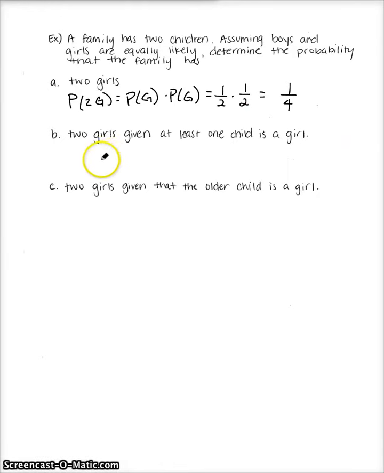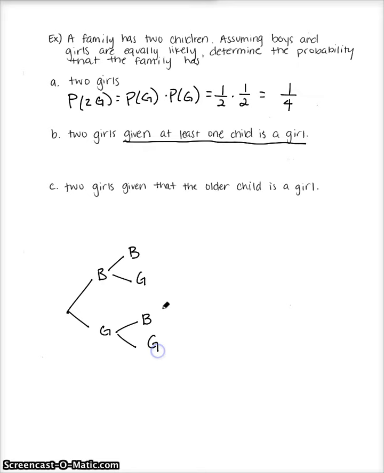Find the probability that they have 2 girls given that at least one child is a girl. Now, again, we know that at least one of the children is a girl, but I want to know the probability that if at least one is a girl, that they had 2. To do this, we're going to construct a tree diagram of all of our possible outcomes. So for the first child, there were 2 options. They could have a boy or they could have a girl. If their first child was a boy, they could have a boy or a girl second. If their first child was a girl, they could have a boy or a girl second. And this gives all 4 of my possible outcomes of having 2 children.